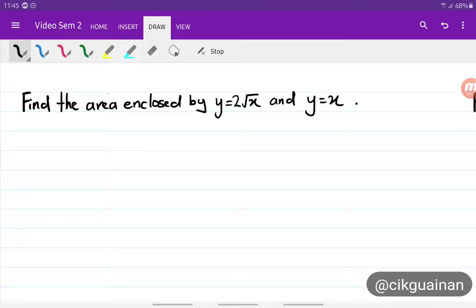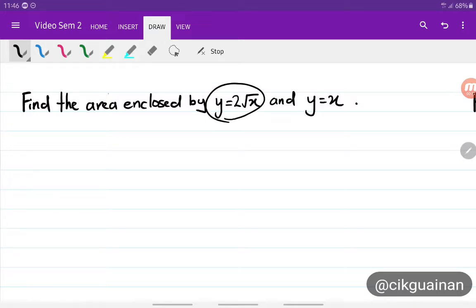In this video, I would like to share with you two more examples. Actually, I planned to do 4 questions in one video, but the first 2 are already too long. So let's get started. Find the area enclosed by these 2 curves.